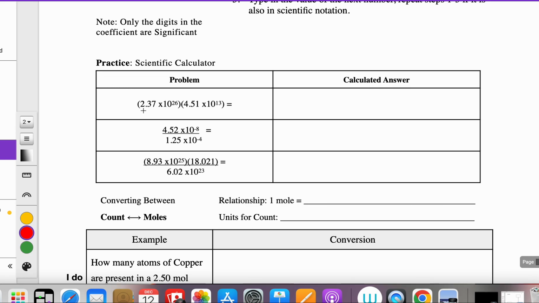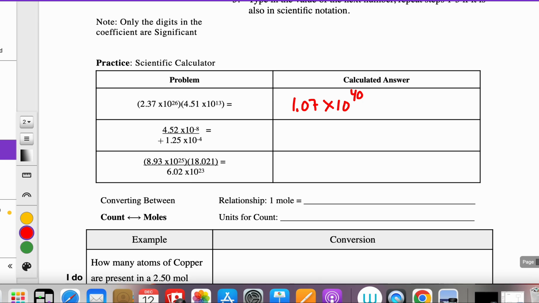So put in your calculator 2.37 times 10 to the 26, then hit your multiplication function and multiply that value by 4.1 times 10 to the 13th power. On your calculator, if you read out an answer of 1.07 times 10 to the 40th power, then you have done the math correctly on your calculator. If you can't get this value on your calculator, come and ask me for help so that we can work through the steps on your particular model.